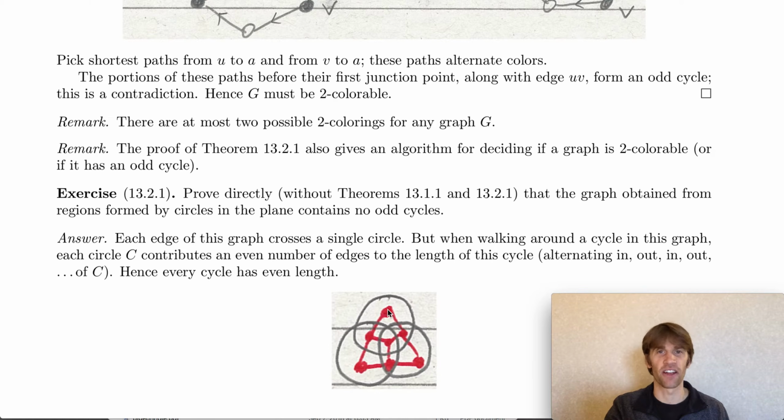By contrast, if I consider the bottom left circle, I start outside that circle, I'm going to cross that circle an even number of times to end up back outside that circle. Every circle gets crossed an even number of times, and therefore, since every edge corresponds to crossing a circle, we've seen that this loop necessarily crosses an even number of edges. It's an even cycle, not an odd cycle.